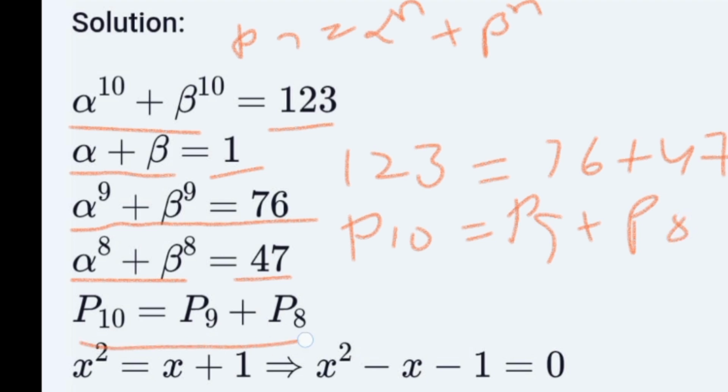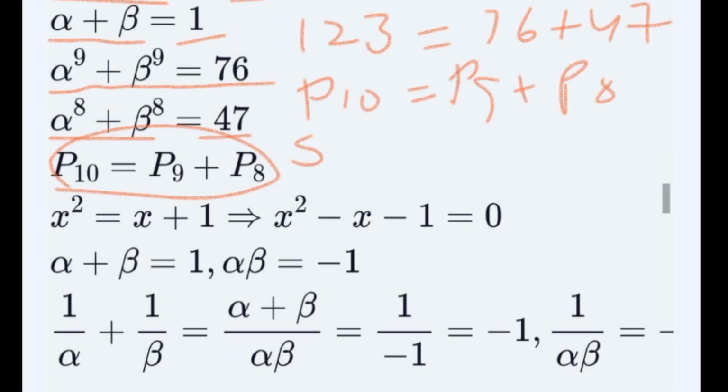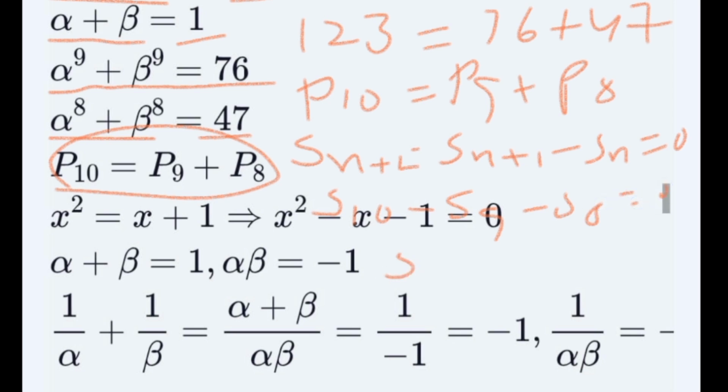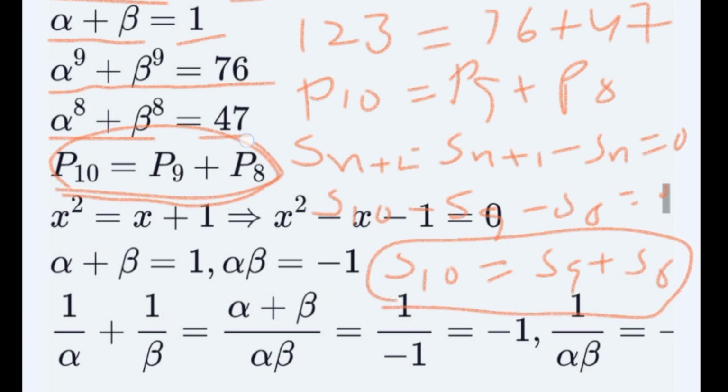So these are the conditions. So we know that Newton's idea: Sn plus 2 minus Sn plus 1 minus Sn is equal to 0, where n is equal to 8. So S10 minus S9 minus S8 is equal to 0. So S10 is equal to S9 plus S8. So in this equation, these are the same.